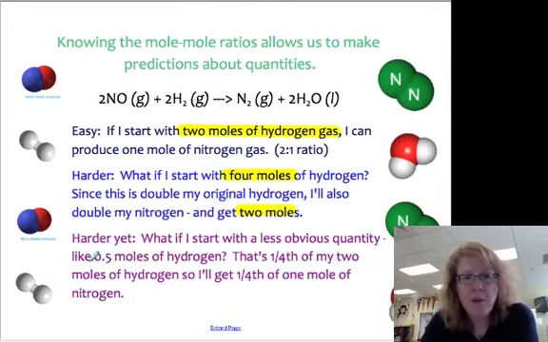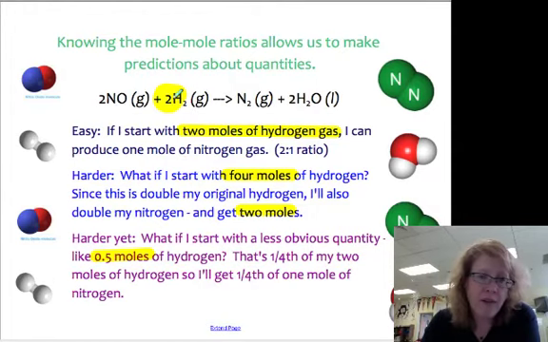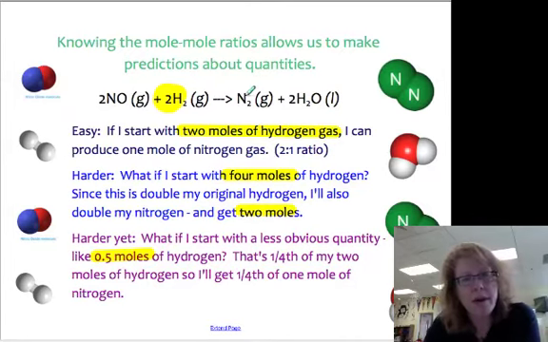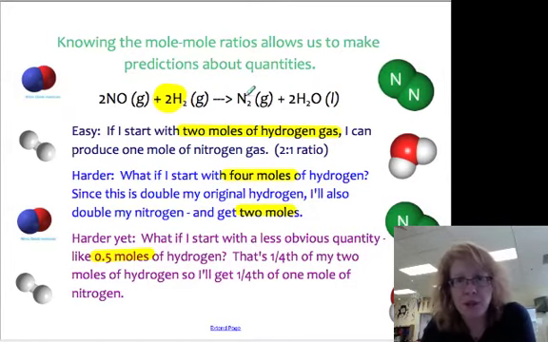So the last one. What if I start with something less obvious, like 0.5 moles of hydrogen? Still not too challenging yet. I know you could probably logically figure it out. But if I had 0.5 moles of hydrogen, my ratio is 2 to 1. So if I have 0.5, it's a quarter of my hydrogen, so I would get a quarter of my nitrogen. So I'll get 0.25 moles of nitrogen gas.